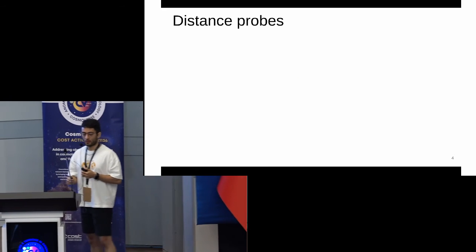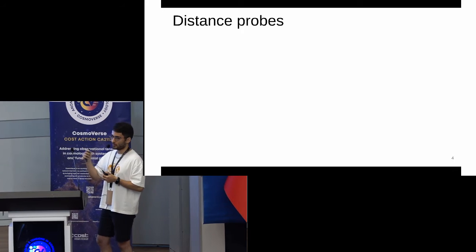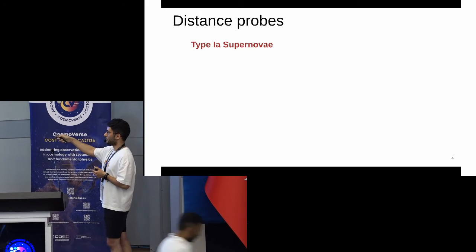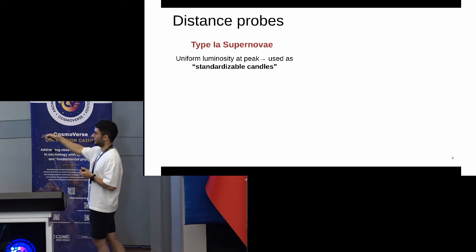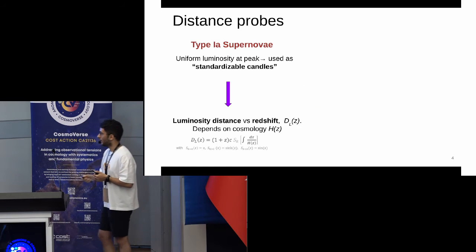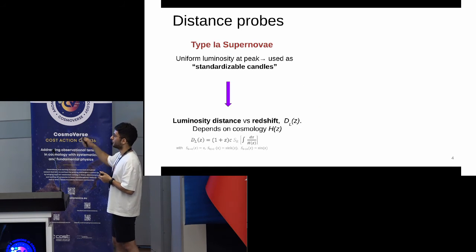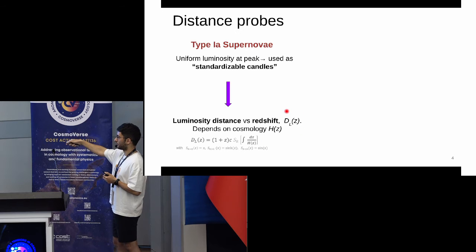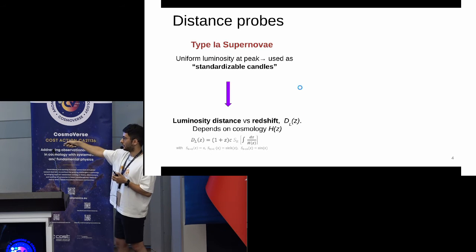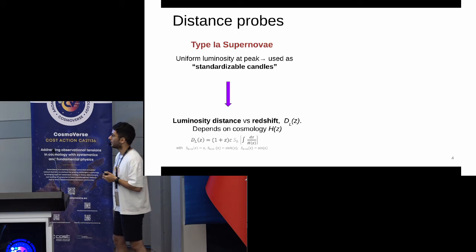So both type 1a supernovae and BAO are distance probes. First, type 1a supernovae, because of the uniform luminosity at peak, are used as standardizable candles, and they basically allow us to measure the luminosity distance as a function of redshift, which depends on cosmological parameters because it depends on the Hubble parameter, H(z).